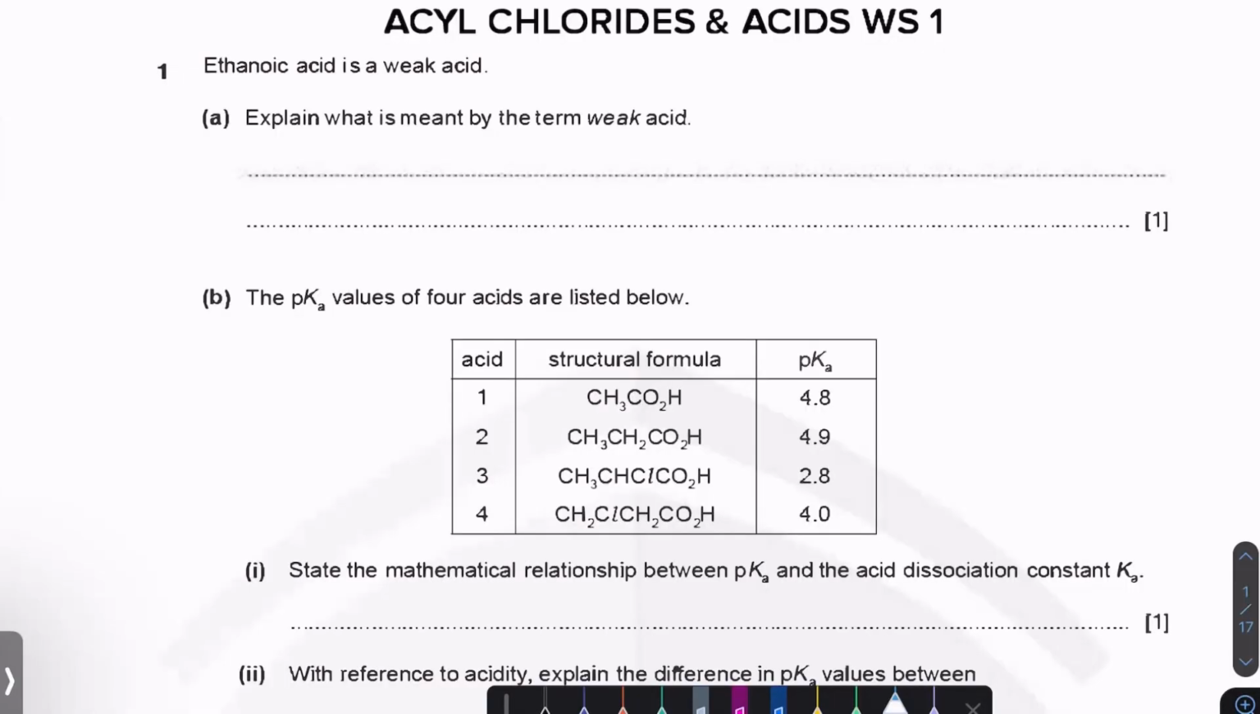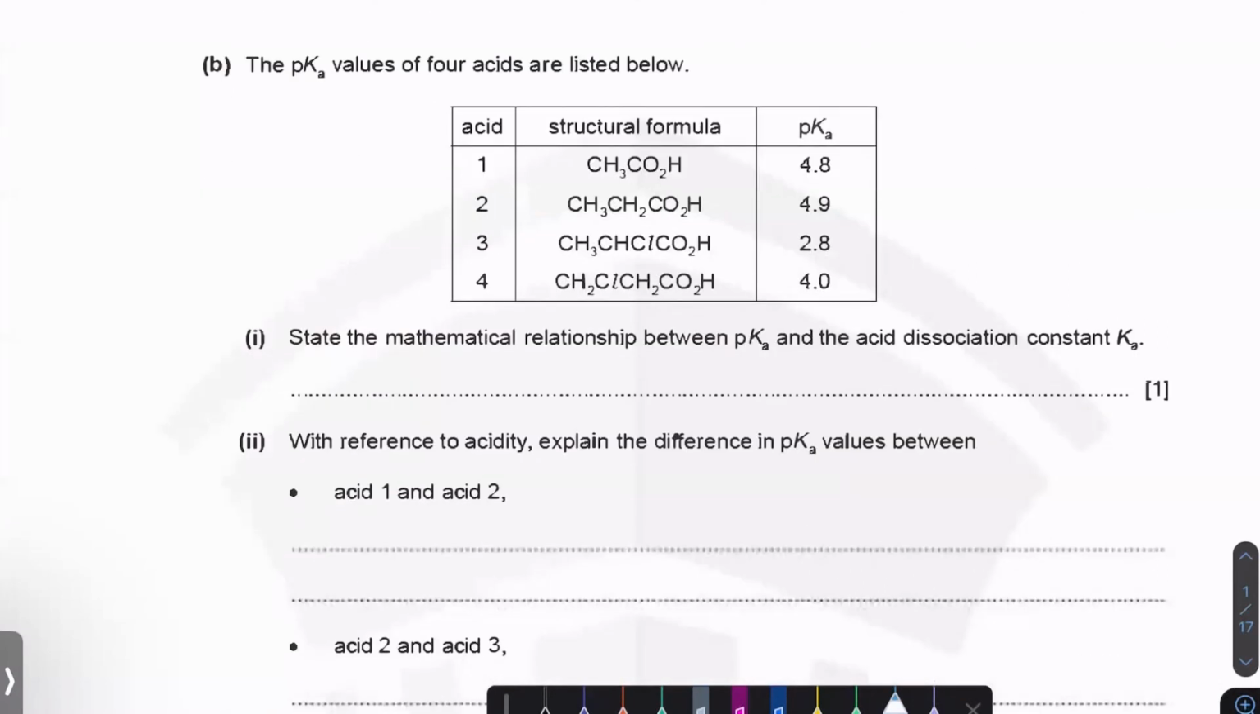All right, so this first question is really easy. What is meant by weak acid? Acid that partially ionizes in water. Next question, pK values are given. We know that a lower pK value makes it a stronger acid. So the question is, state the mathematical relationship between pKa and the acid dissociation constant.